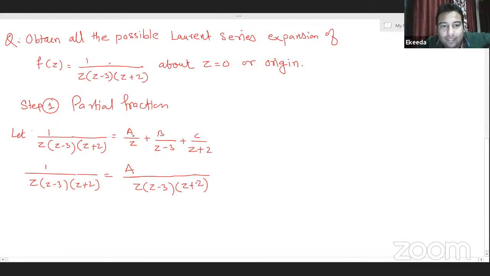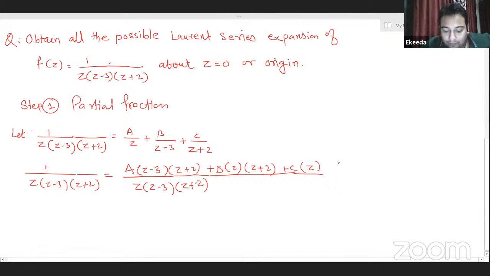With A, we will have these two terms in the multiplication, this is the simple LCM: z minus 3 and z plus 2. With B, we'll ignore the term z minus 3 and write down z and z plus 2. With C, the denominator is z plus 2, so ignore z plus 2 and write down z and z minus 3. This will be cancelled from both sides.